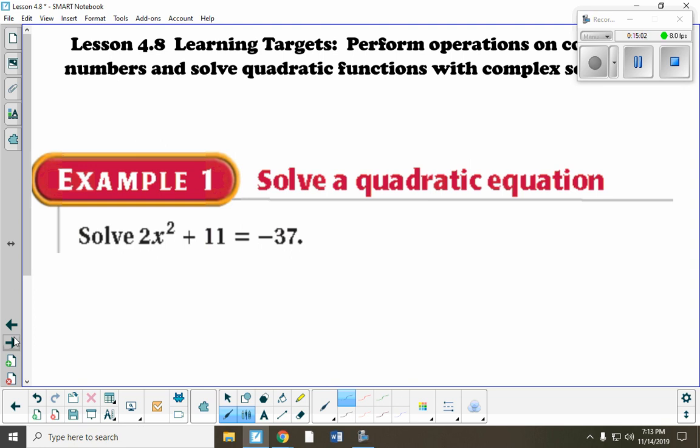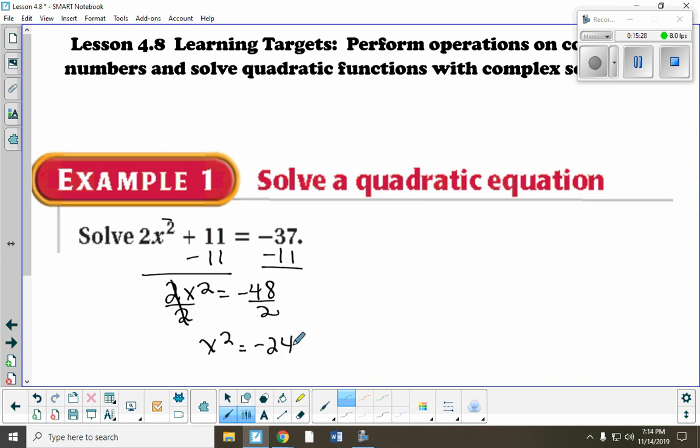All right, now let's go back to solving quadratic equations and see how we're going to be using complex numbers. So first we have just an x squared. So let's solve by taking square roots. And so to do that, we will want to isolate the variable term. So we have 2x squared equals negative 48. And then we'll divide both sides by 2. So x squared equals negative 24.